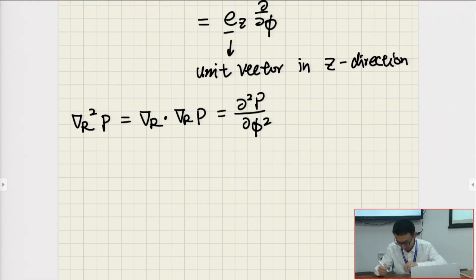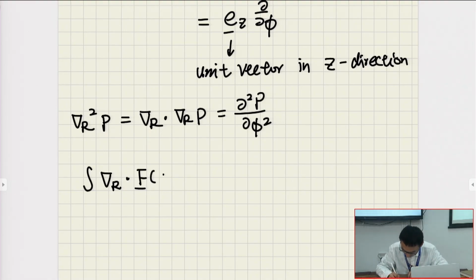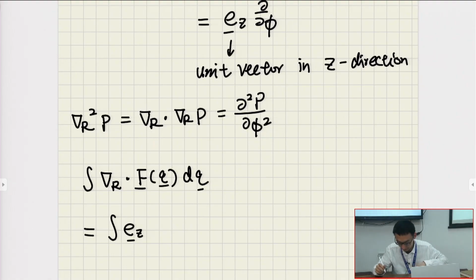Now coming back to our calculation, what we want to do is integrate grad r dotted with, let's say, a general vector f, which is a function of the orientation q, dq. So in 2D, we know how to do that now. Grad r is in the z direction, and then partial phi, then dotted with f.